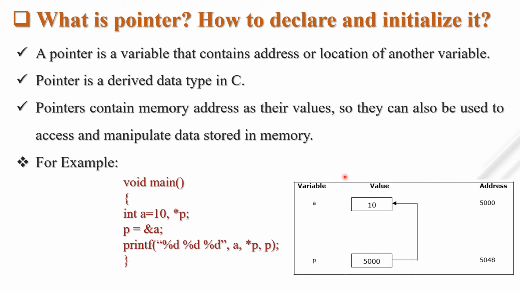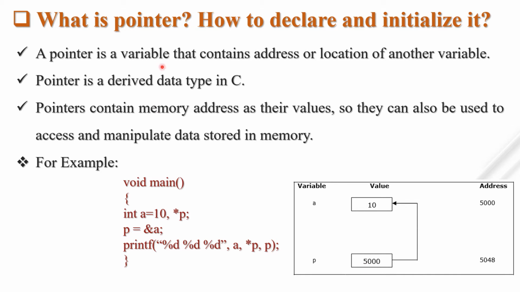Here is a graphical representation of this small program. What is a here? The value is 10. What is the address of a? 5000. Then what do we assign to pointer p? The address of a, because a pointer always stores the address of another variable, as we already saw in the definition. So what is p? P stores the address of a. What is the address of a? This 5000 will be stored as the value of pointer p.